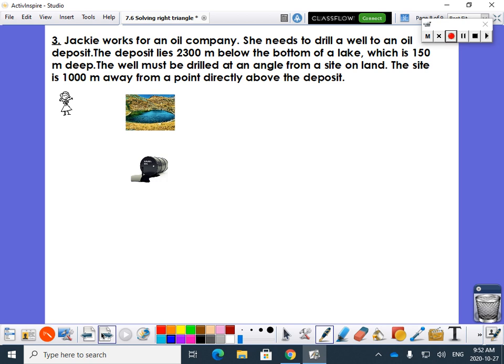Okay. The well must be drilled at an angle from a site on land. The site is 1,000 meters away from a point directly above the deposit. So we need to label this guy. Right away, I'm just going to draw my triangle because we know Jackie's over here, the well is over here, the deposit's over here. So I'm just going to go like this. Okay, the diagram was set up like that for a reason.